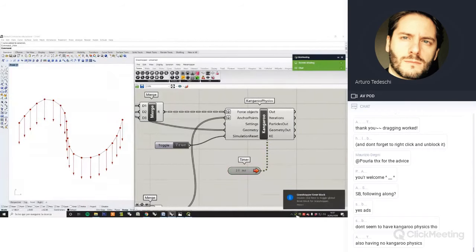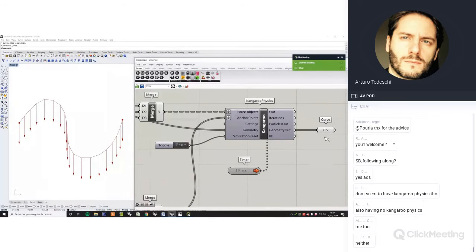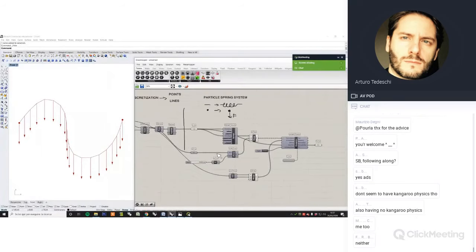As you can see in Windows, this kind of button appears here. So you can also enable and disable the timer by double clicking here. And finally, we can use a curve component in geometry out, and we can turn off the preview of this component here. In this way, we don't see the output of particles, but we will only see the output from our curve here. Okay.